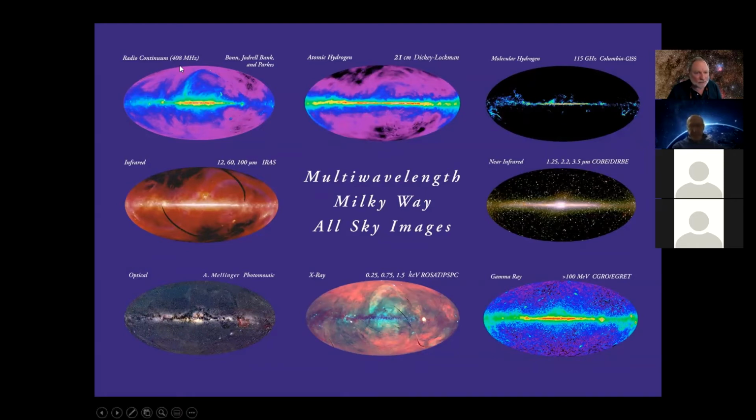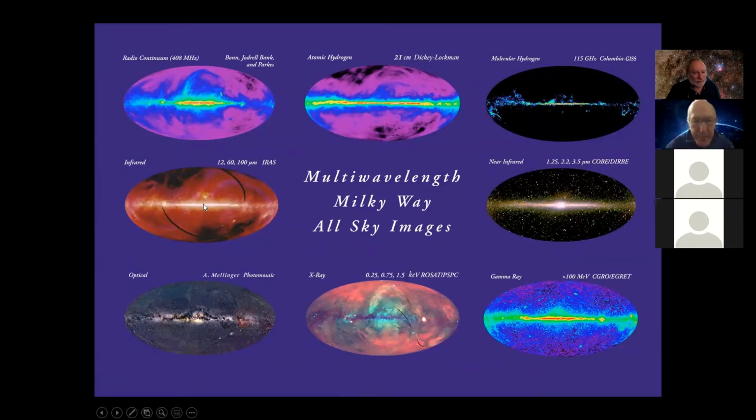And this big loop is probably due to a nearby supernova blast. The atomic hydrogen pervades the entire disk of the galaxy. It's the most abundant of the gases seen in the Milky Way disk. The molecular hydrogen is more discrete, more confined. It's traced here not by the molecular hydrogen itself, but by carbon dioxide, which emits more readily than the molecular hydrogen.